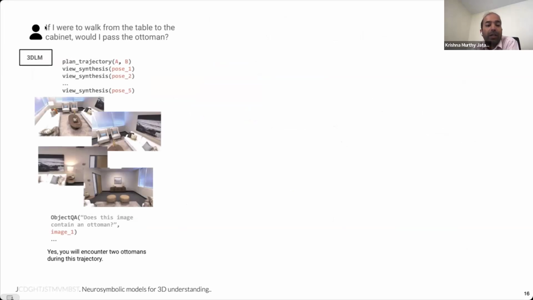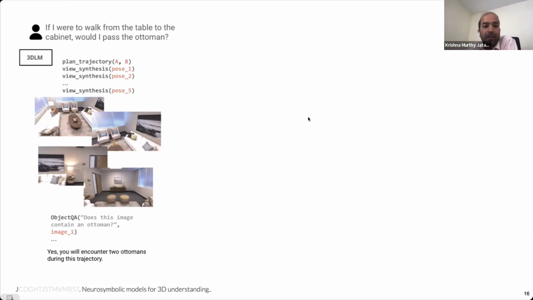So one example is situated reasoning, where we basically say, if I were to walk from the table to the cabinet, would I pass by the ottoman? This task, if you think about it, requires you to situate yourself in the scene and imagine you are walking from the table to the cabinet, and then replaying the scene in your head of sorts, and then answering the question, would you pass by the ottoman?